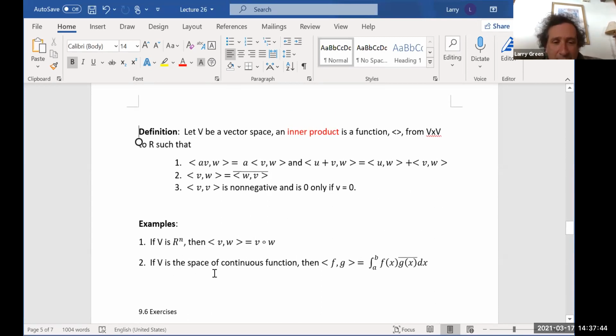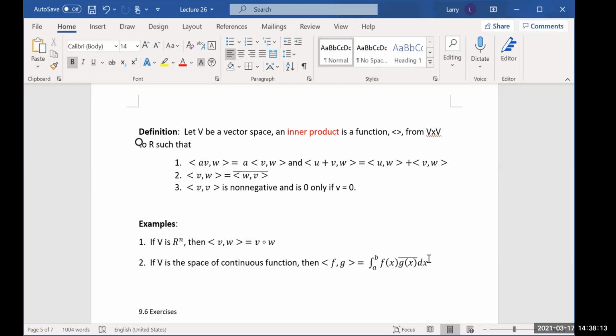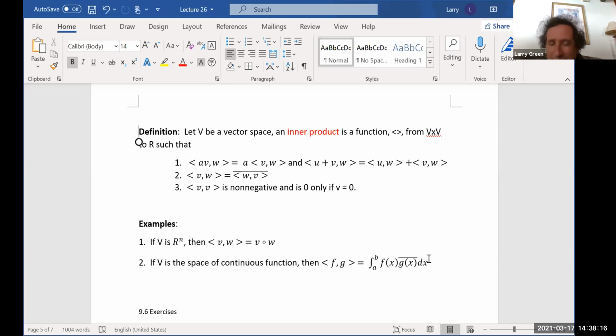If V is a vector space of continuous functions, then the inner product, I'm going to use, instead of V and W, F and G because they're functions, is the integral from A to B of f of x, g of x bar dx. And if you're dealing with real functions, don't worry about the bar. Does that look anything like the dot product? No, it doesn't at all. But it actually is the same. This is the way of thinking about a dot product of functions. Weird?